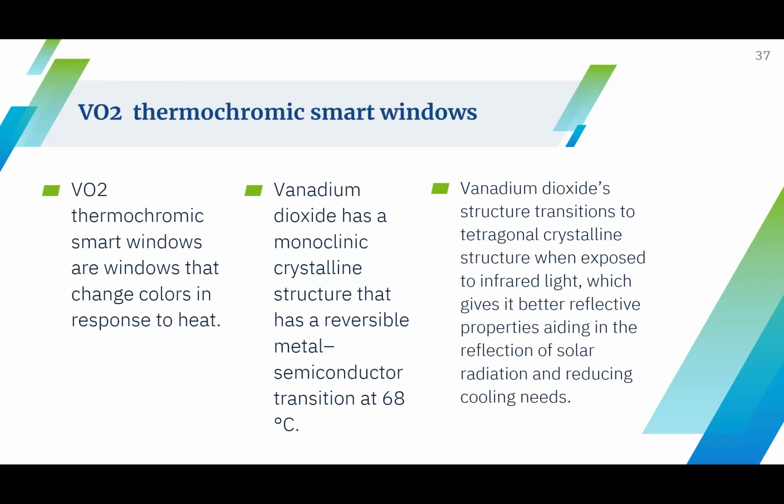Okay, now vanadium dioxide thermochromic windows change their color and respond to heat. The vanadium dioxide has a monoclinic crystalline structure that has a reversible metal-semiconductor transition at 68 degrees Celsius. The vanadium dioxide structure transitions to a tetragonal crystalline structure when exposed to infrared light, which gives it better reflective properties, aiding in the reflection of solar radiation and reducing cooling needs.